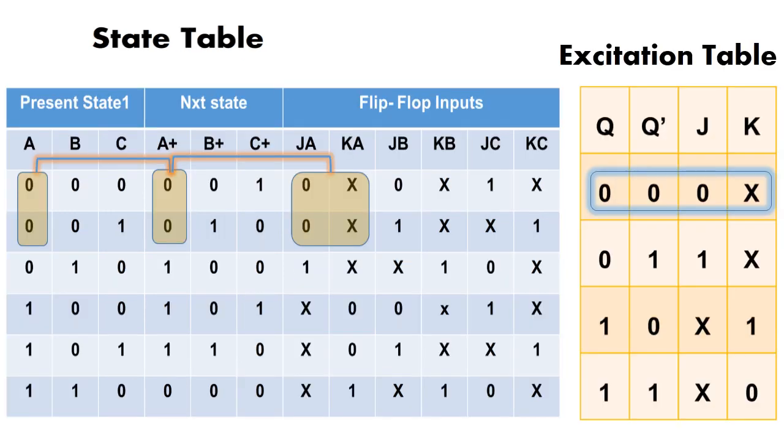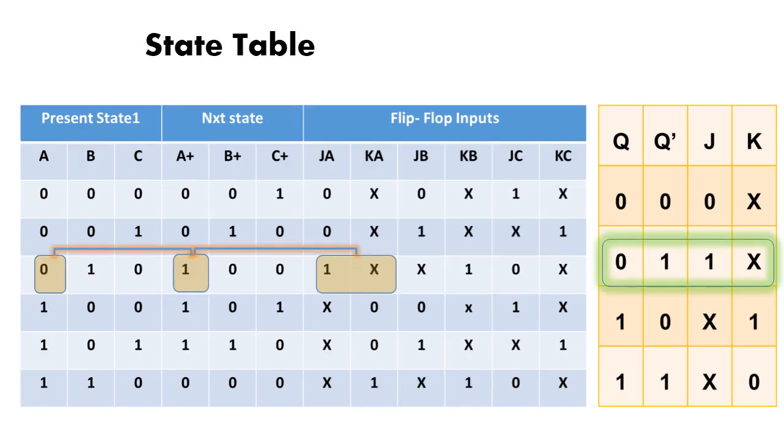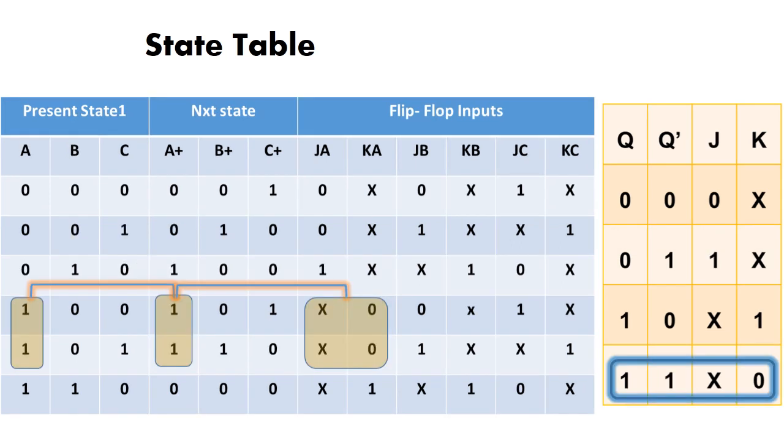The next step is to find the inputs of the 3 JK flip-flops. Using the excitation table, we can find all the flip-flop inputs. Here you can see that for the present as well as the next state value of 0,0, the flip-flop inputs are 0 and X, as given in the excitation table. In the same way, the values 1, X for the 0 and 1 states are also found, and X, 0 for the 1 and 1 state.